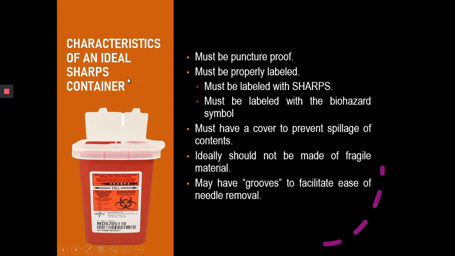Now, what are the characteristics of an ideal sharps container? It must be puncture proof. It must be properly labeled, so you should be able to see the word sharps on the container. It must be labeled with a biohazard symbol. If you take a look at this photo of our sharps container, there is the presence of the biohazard symbol. It must have a cover to prevent spillage of contents, and ideally should not be made of fragile material. And lastly, your sharps container must contain grooves to facilitate ease of needle removal.